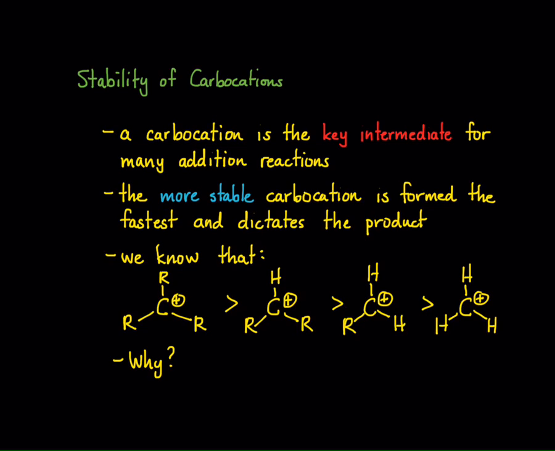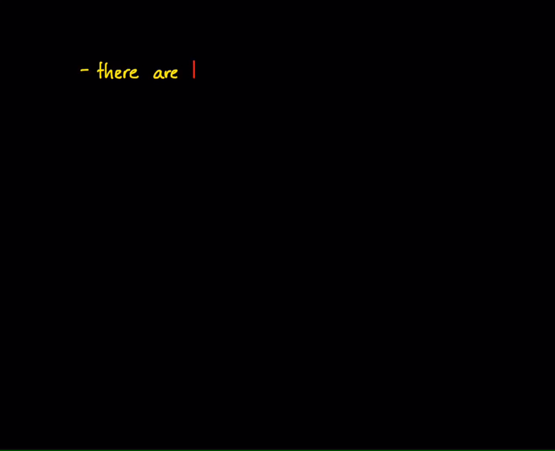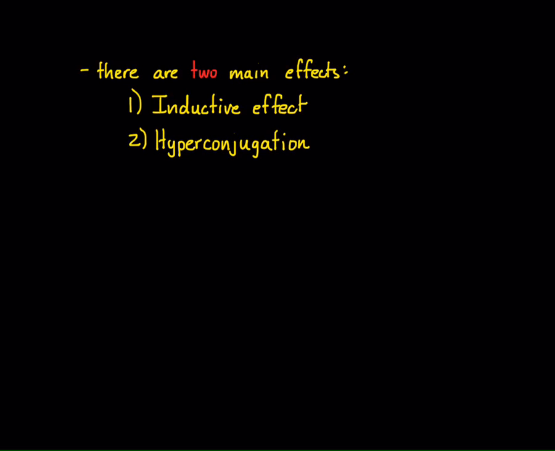But we have to think about why, and when we do, then we can really start to understand a lot of the intricate detail of the chemistry that's going on when we have the formation of carbocations. So there are mainly two effects that dictate carbocation stability. One is called an inductive effect, and the other is what is referred to as hyperconjugation. So let's explore the inductive effect first.